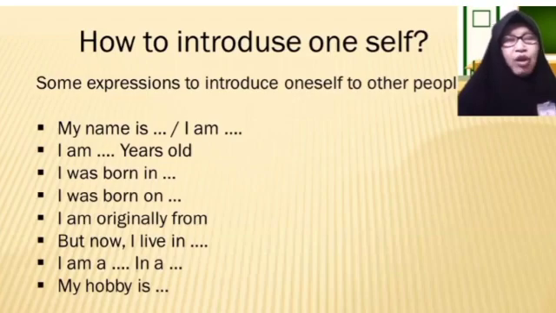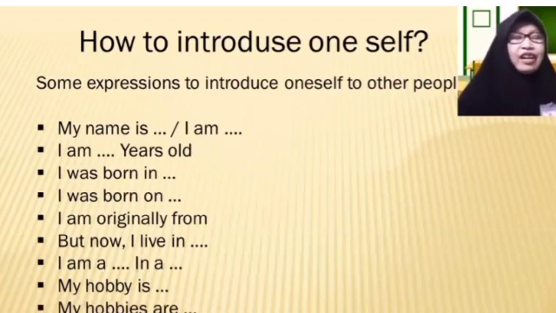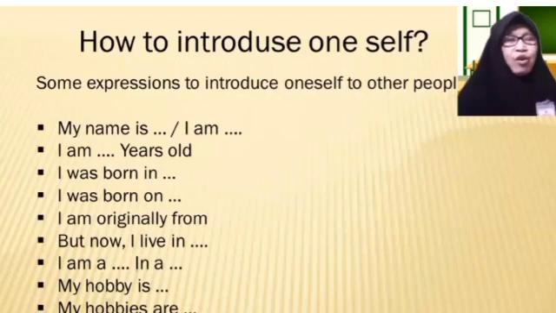Then to share about hobby, you can say, my hobby is, or if there is more than one hobby, you can say, my hobbies are blah, blah, blah. Then to talk about family, you can say, I have blah, blah, blah brother and blah, blah, blah sister. Or if you are the only child or the only daughter, you can say, I'm the only child in my family. Or I'm the only daughter in my family.